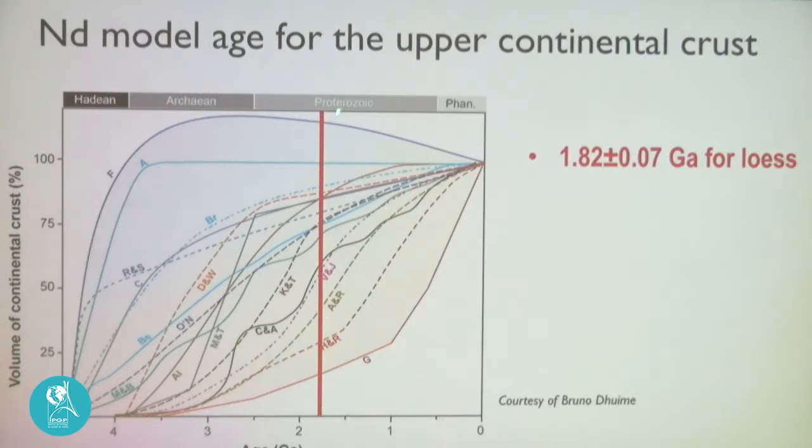So how does this compare to the curves? This is a line. That's a value, the 1.82 billion years that I mentioned. So we see that the upper crust would tend to suggest that crust formation occurred maybe more recently than all these models suggest. But it's only upper continental crust. It's not the whole crust, and the whole crust might be different.